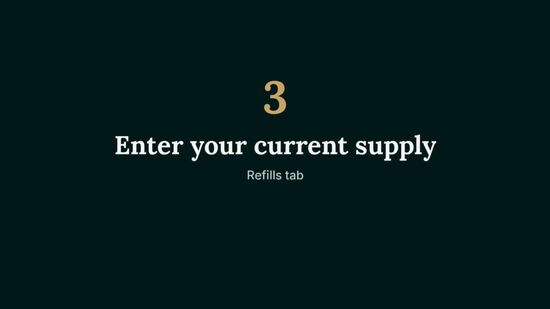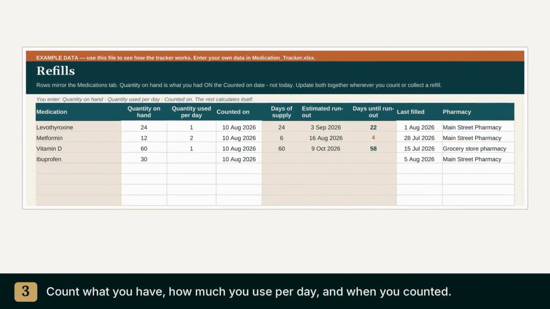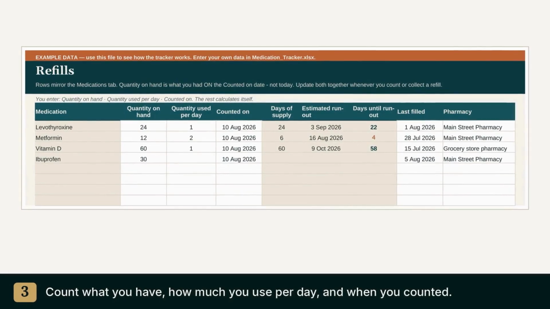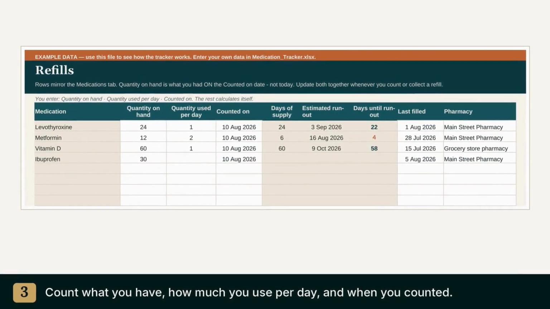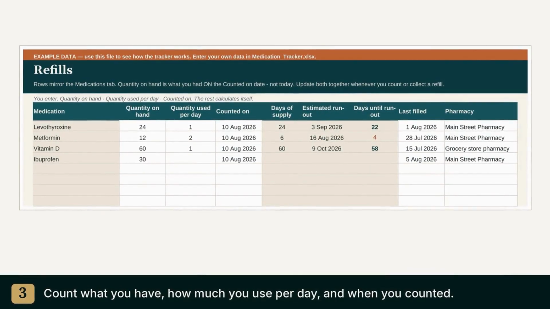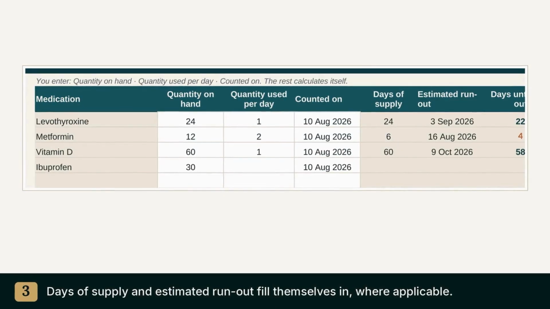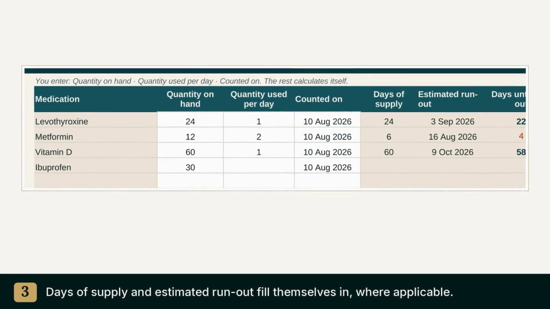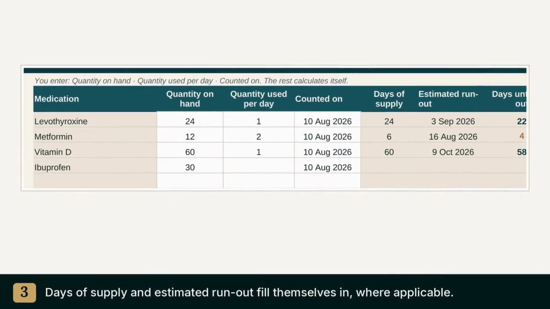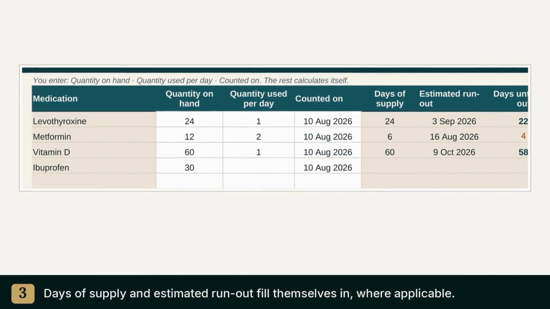Step 3. Enter your current supply. On the Refills tab, count what you have, enter how much you use per day, and the date you counted. From those 3 numbers, the tracker estimates your days of supply and the run-out date, where it applies.